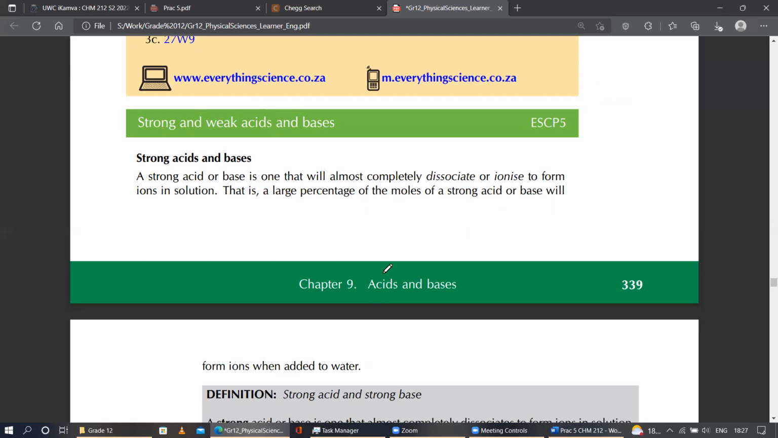So that means they have a larger percentage of moles when they're added to water. And so basically, when they're added to water, the concentration is going to be very high because they have a large percentage of moles. And when it comes to weak acids and bases, they partially dissociate. So that means the concentration is going to be lower, and the percentage of moles is going to be smaller.